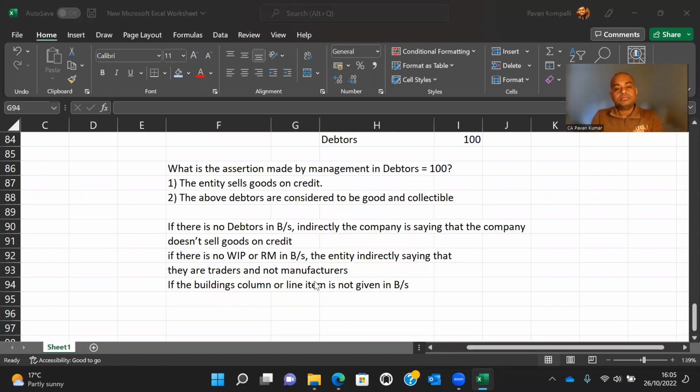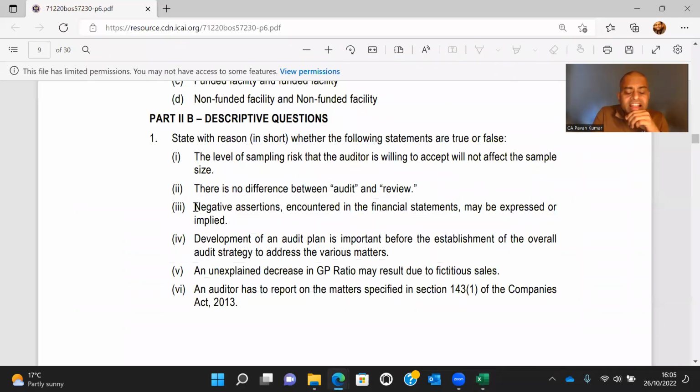You understand? So now tell me, negative assertions encountered in financial statements may be implied. Yes or no? Correct or incorrect? I'm looking at your answer. Negative assertions in financial statements may be expressed or may be implied. Correct. This is correct. Very good.